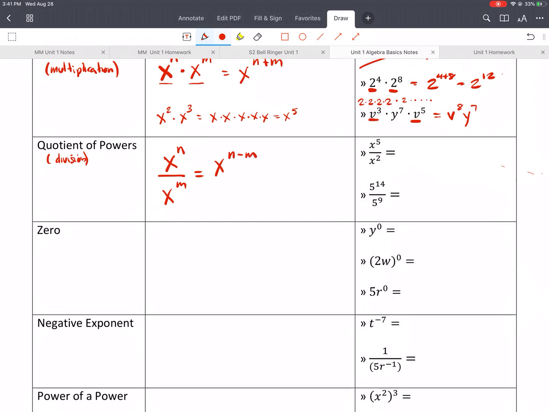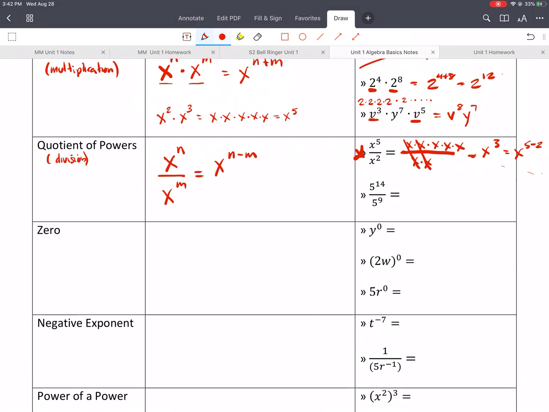Okay, and I'll give you an example of that. So for this one right here, this would be the same thing as x times x times x times x times x over x times x, and then they cancel. Okay, so we end up getting x to the third, which is the same thing as x to the 5 minus 2.